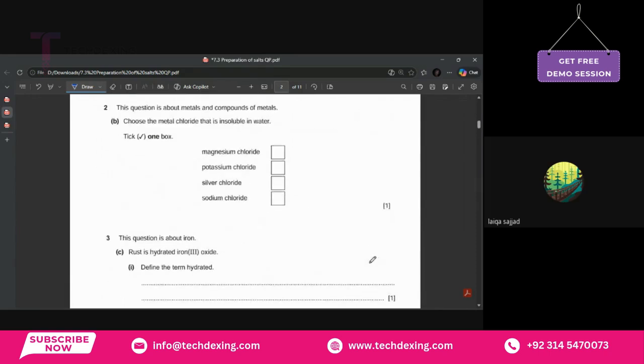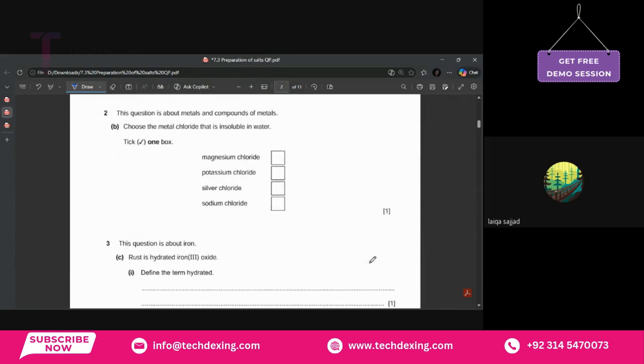Okay. This question is about metals and compounds of metals. Choose the metal chloride that is insoluble in water. Magnesium chloride, potassium chloride, silver chloride, or sodium chloride. Which of these is insoluble in water?